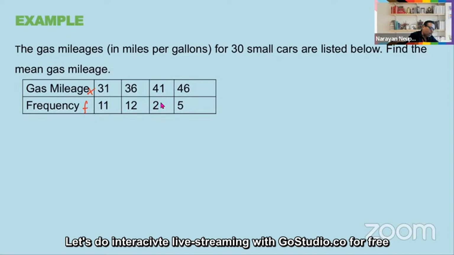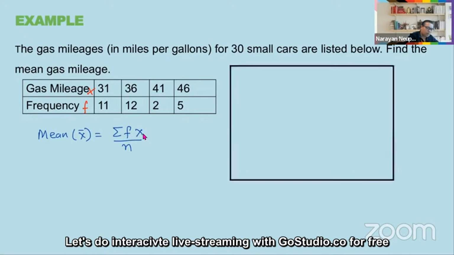And then in grouped data, as I told you before, we find the mean like this. Mean is equal to the sum of frequency multiplied by X, divided by N. That is the formula. We have X, we have F, but we don't have F times X. So what we do is create a table of values here at the side, like this, with the given information.